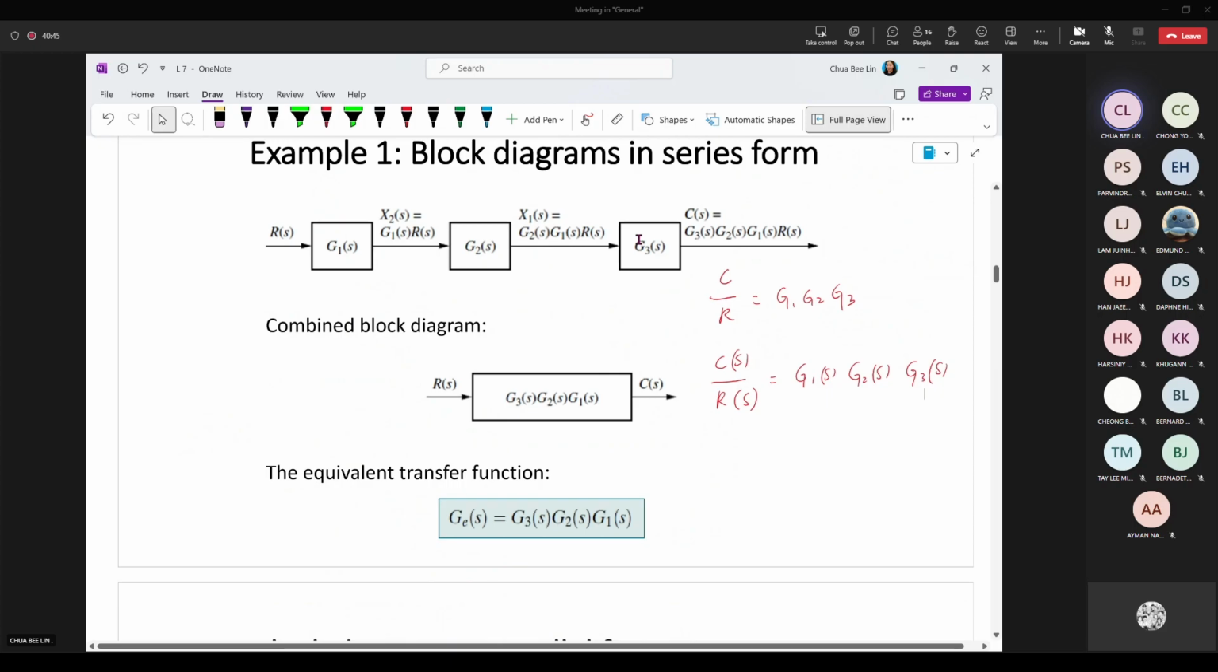You can simplify them to become one single block. Okay, so you will multiply G1, G2, and G3 into the single block. Then the input will be R(S), the output will be C(S). So this one is the series.